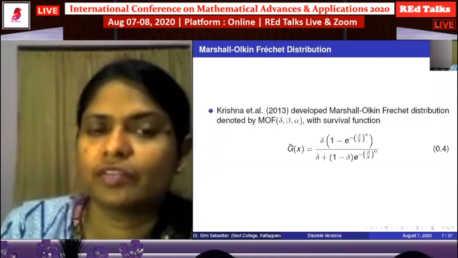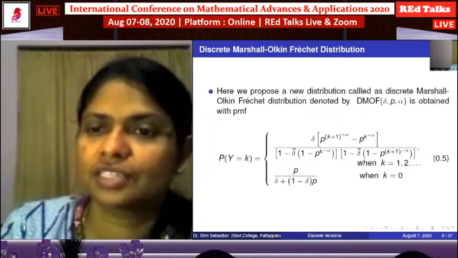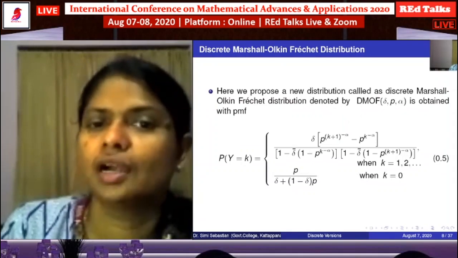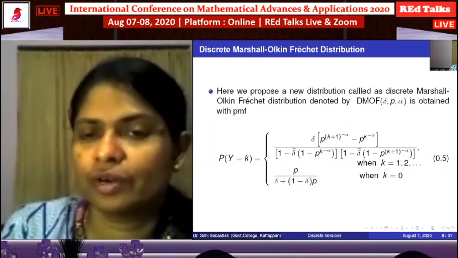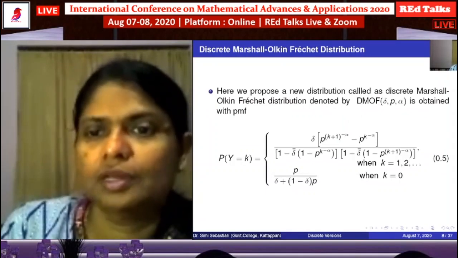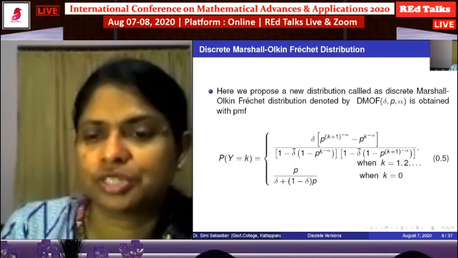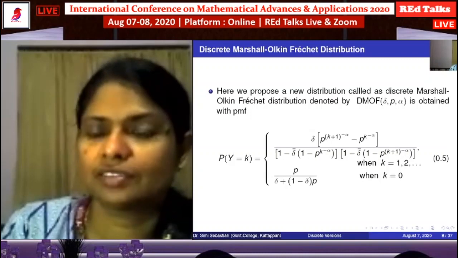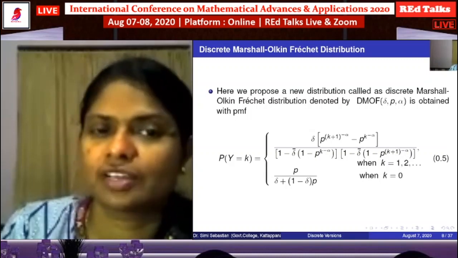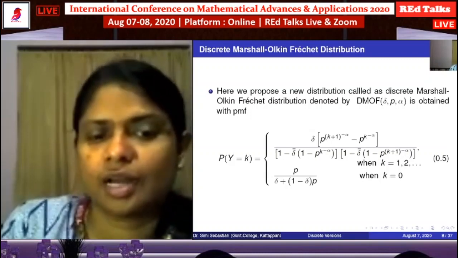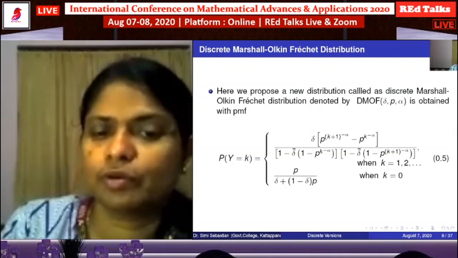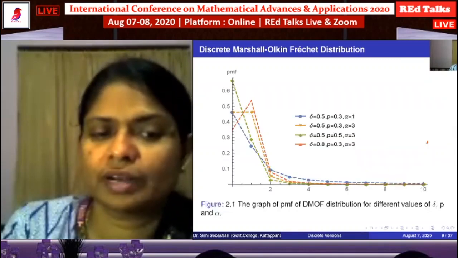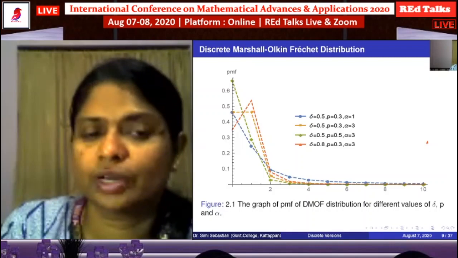In this paper, we propose a new distribution called the discrete Marshall-Olkin Fréchet distribution, denoted by DMOF with parameters alpha, beta and p, with the probability mass function given by equation 5, which is obtained using the method of discretization using the survival function. The graph of the probability mass function of the DMOF distribution for different values of parameters is given in figure 2.1.